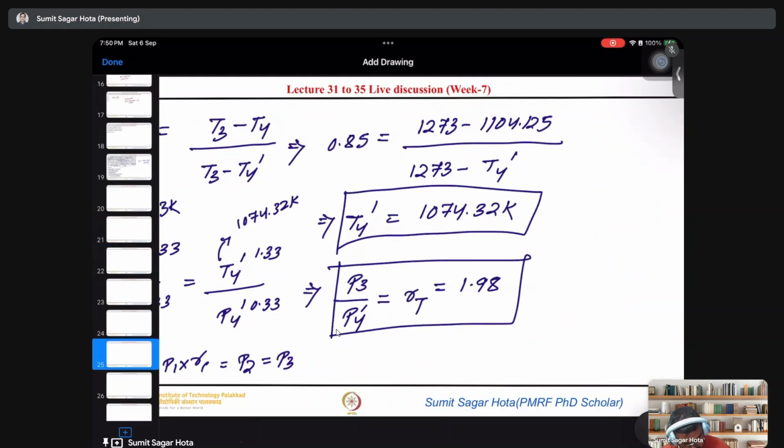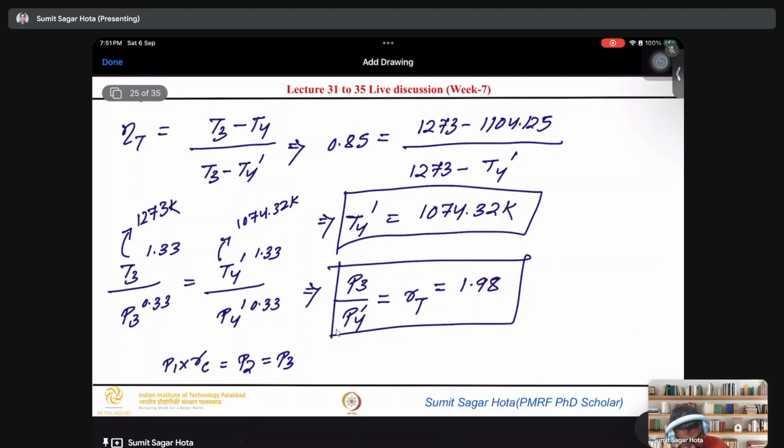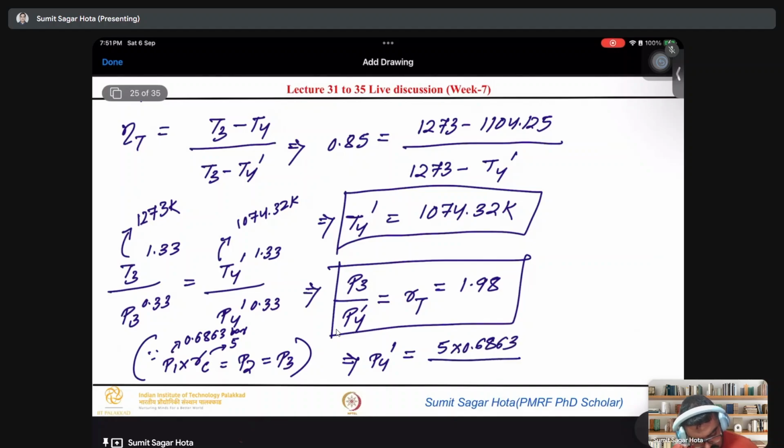Or RC, you write down, the compression ratio. So this P1 is 0.6863, and this is your 5 bar. Just substitute here. So P4 dash is equal to 5 into 0.6863 divided by 1.98, which is equal to 1.732 bar, which is equal to P4.